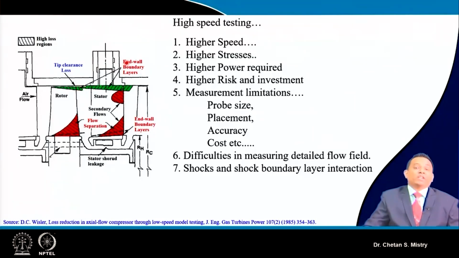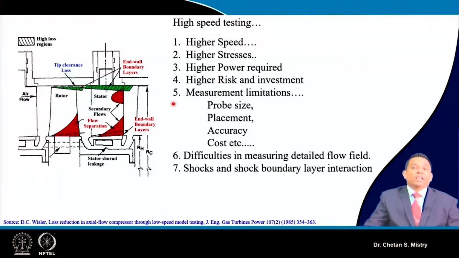If we are looking for testing of such compressors, then we need to go with a higher rotational speed, the same as my engine speed. That will lead to a higher amount of stresses, so mechanical stresses will increase. The power requirement is higher, possibly in the range of megawatts. At the same time, that increases our risk as well as the investment. If it is rotating at very high speed during testing, it is a little risky to handle this kind of situation in a laboratory.